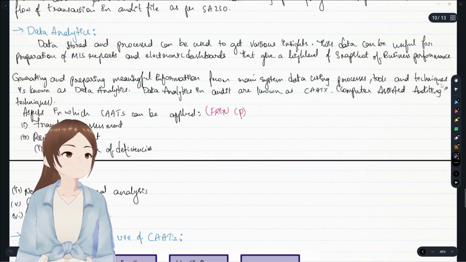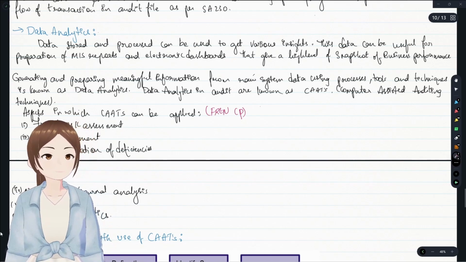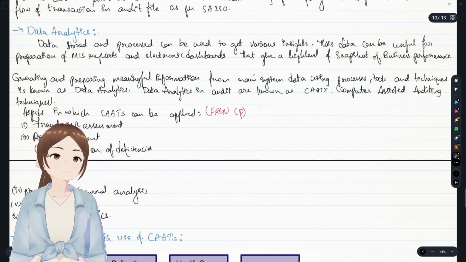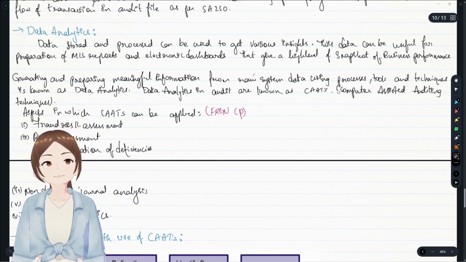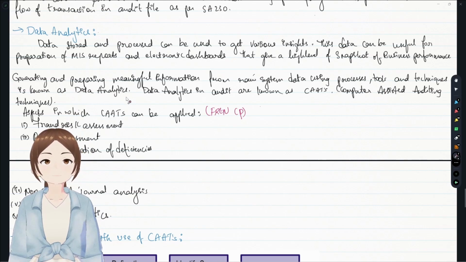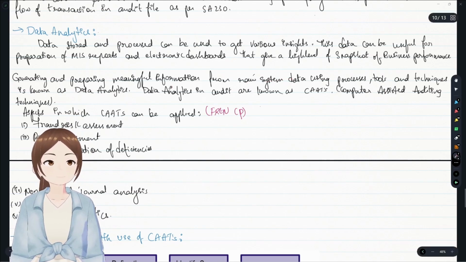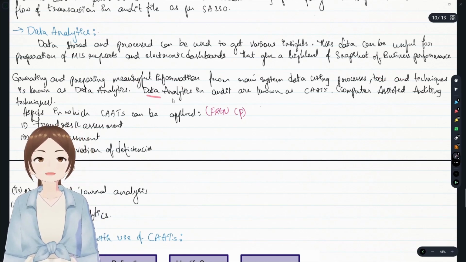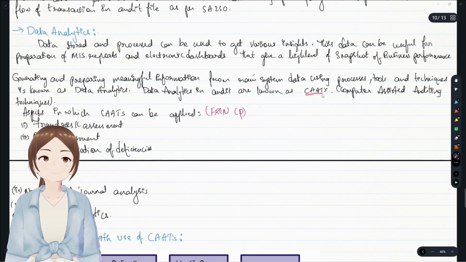Automated environment, people, process, tools, and techniques. That's technology and tools. We have seen the synonym tools and techniques. It's known as data analytics. It's nothing but raw data you're converting into meaningful information through process, tools and techniques. Data analytics in audit is also known as CAT, computer assisted auditing techniques.